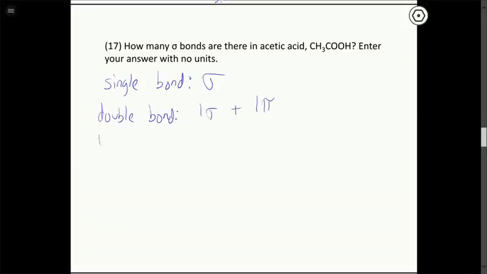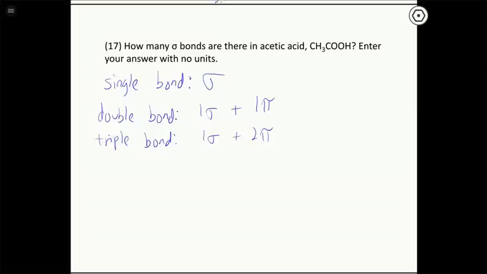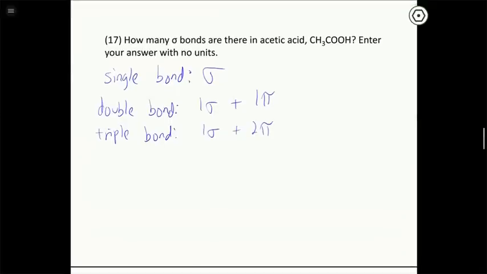And then for a triple bond, which is the highest that we'll go for main group molecules, you have one sigma and then again the rest are pi, so that leaves two pi bonds. So when we're counting bonds, whether they're sigma or pi, we just need to know whether it's a single, double, or triple bond, and that'll tell us what types of each bond are in that. So for this one, we have to draw the Lewis structure of CH3COOH, including all the lone pairs.